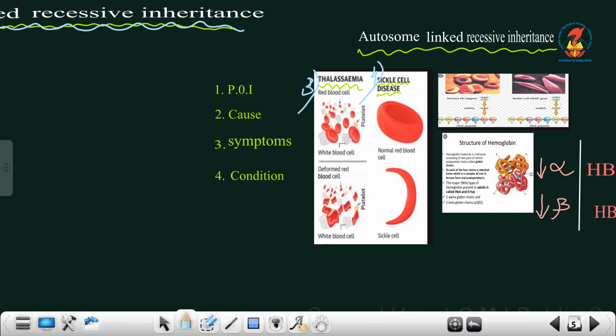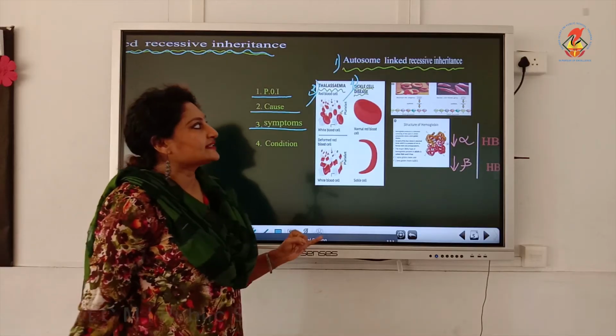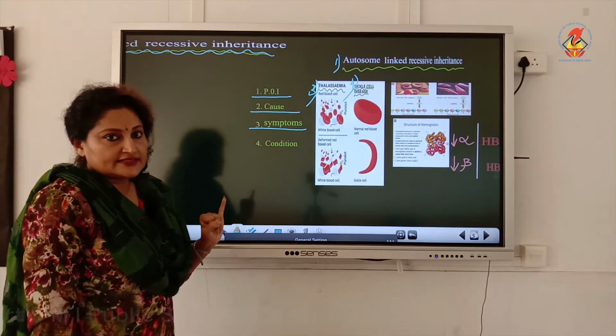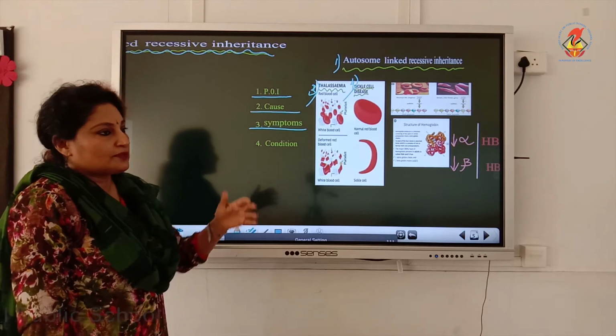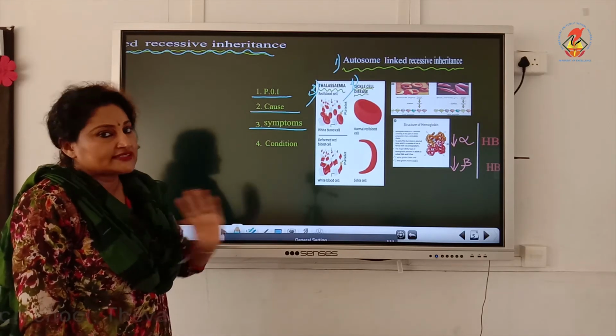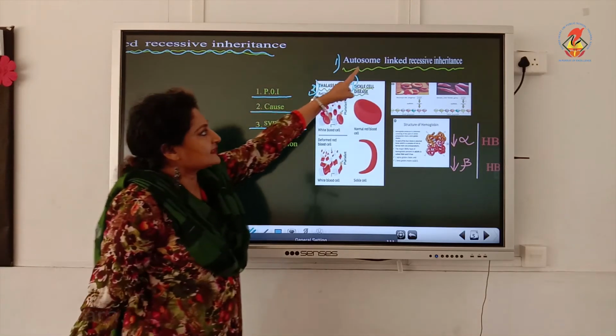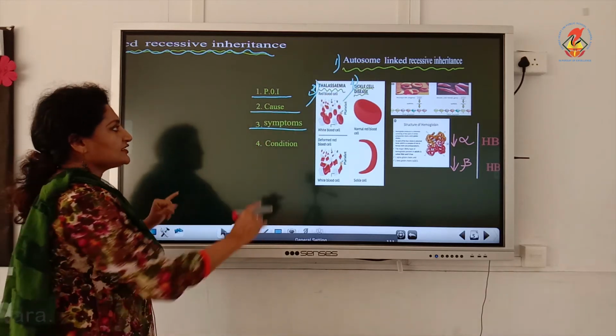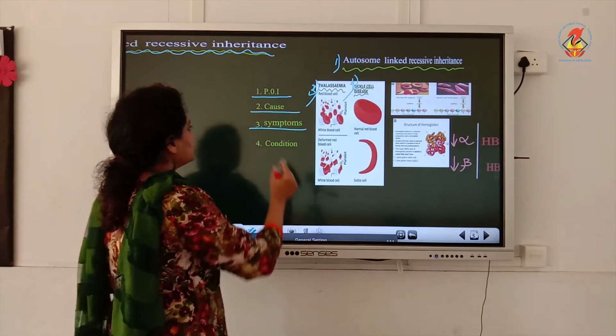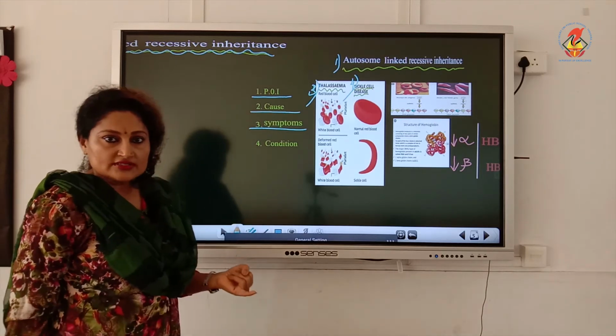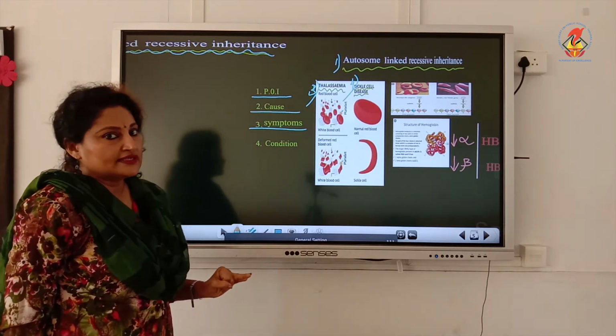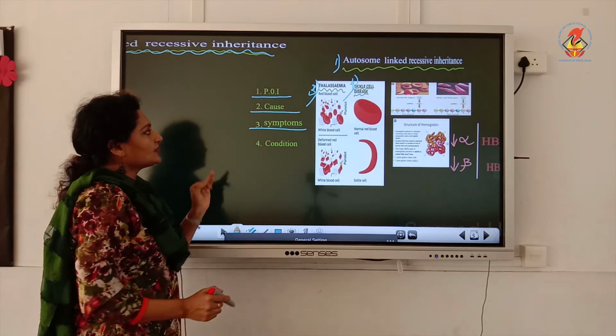Now, for these 2 diseases, the first 3 points are common. So, pattern of inheritance. What is the pattern of inheritance? Autosome linked recessive inheritance. So, the pattern is from the autosome, not from the sex chromosome. Autosome linked recessive inheritance. That's a pattern of inheritance for both thalassemia and sickle cell anemia. Now, the cause. We know the cause, mutation, because it's coming under Mendelian disorders. The cause is mutation.